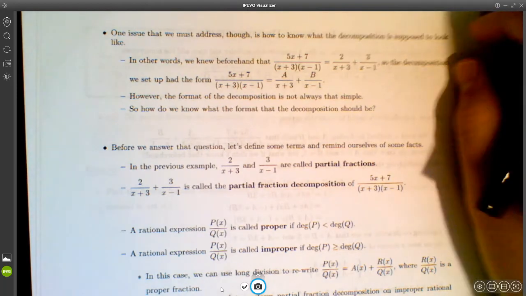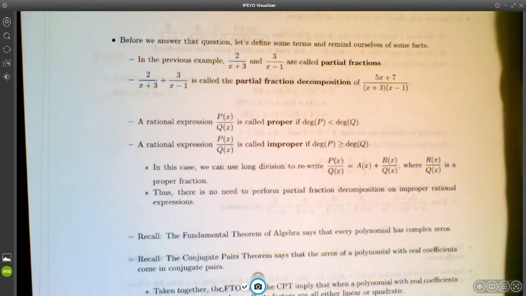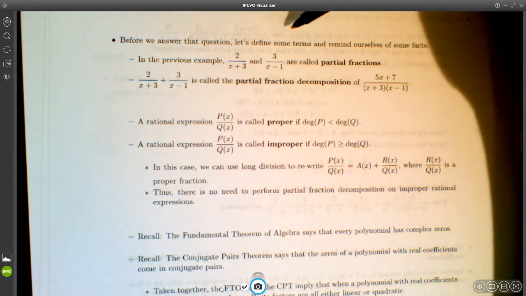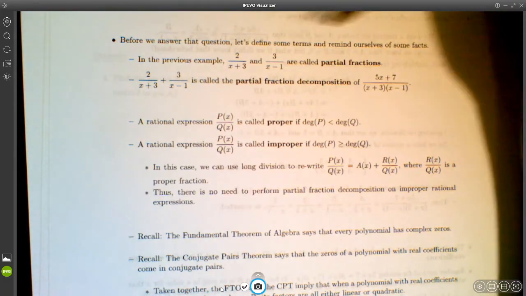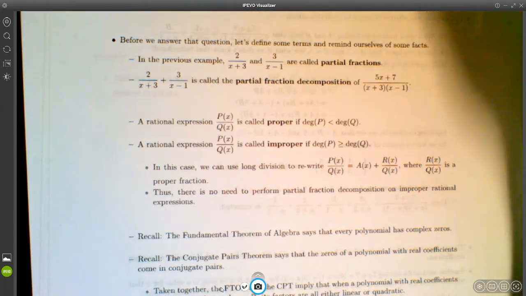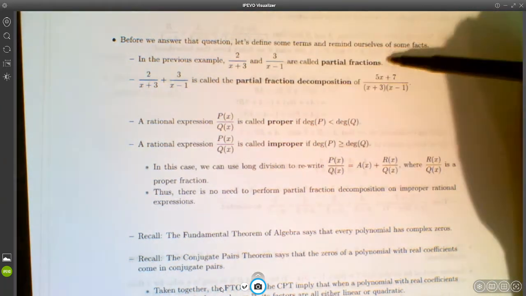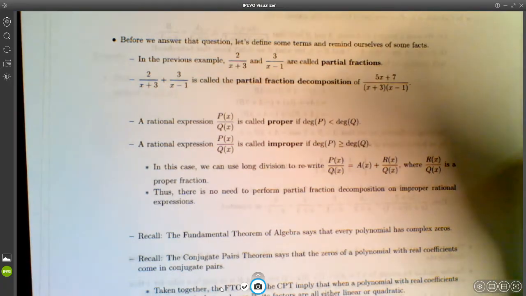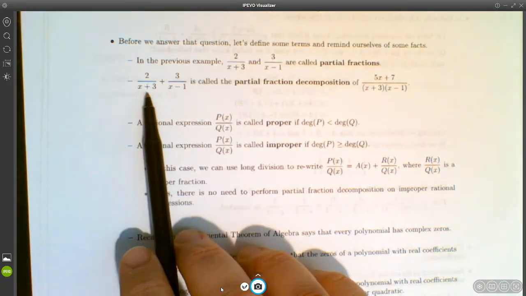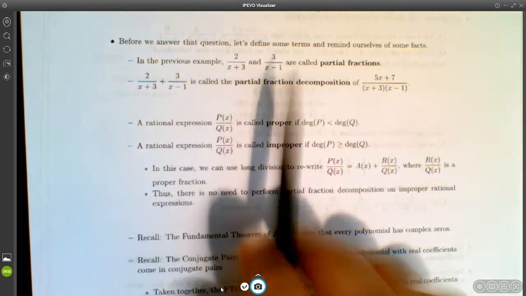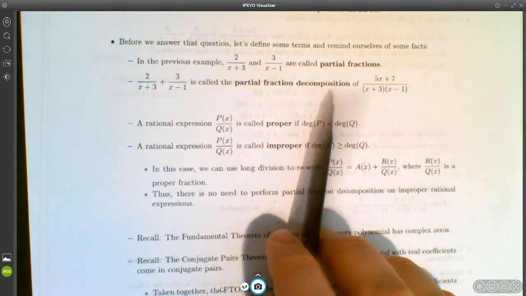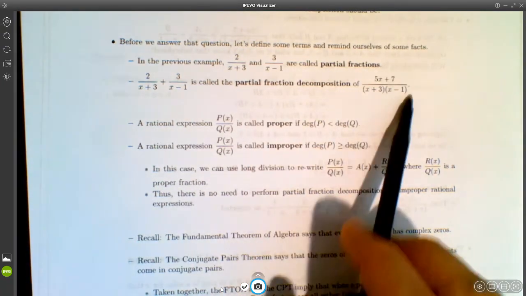So how do we know what format the decomposition should be? Well, before we answer that question, here are some terms that we need to define. In the previous example, the 2 over (x + 3) and the 3 over (x - 1) are called partial fractions. And 2 over (x + 3) plus 3 over (x - 1) is called the partial fraction decomposition of the original expression. Okay.